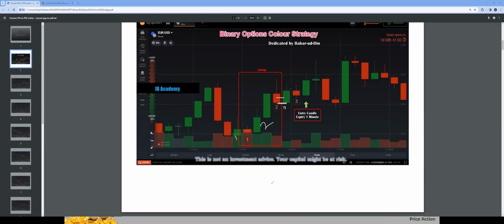Sure. You know why? Because of the wick of the red candle. Yes, 100% true, because there is information. Who failed in this information? At this information, buyers failed and sellers control that area, so supply is available here, right? And if the buyers want to continue, they need to break this wick. Otherwise, if it closes inside this wick, the next candlestick will be a seller's candle.